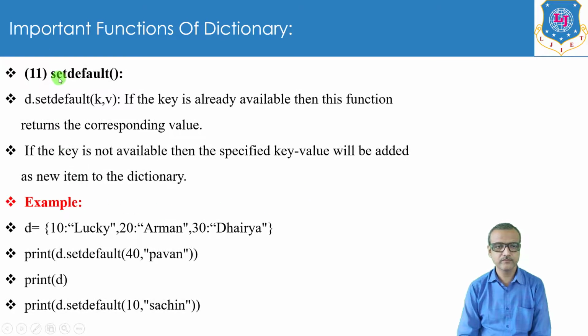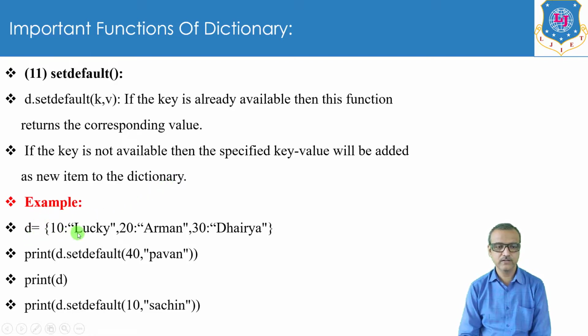Now we have this one function, that is setdefault. What this function will do, D.setdefault(k, v): if the key is already available, then this function returns the corresponding value. If the key is not available, then the specified key value will be added as a new item to the dictionary. How? I will make you understand with the help of an example.